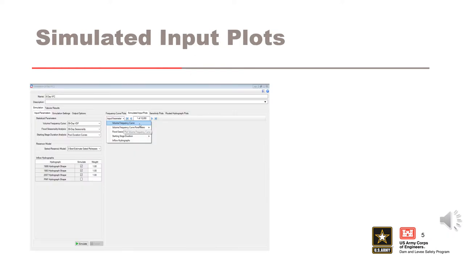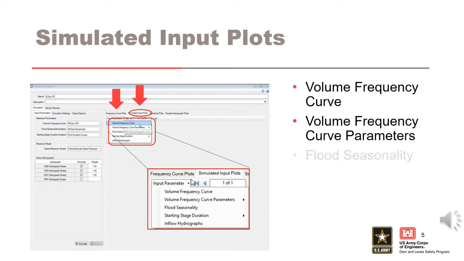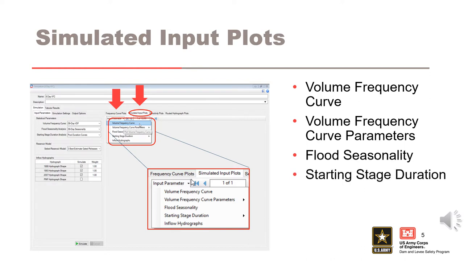First step, where do we find these simulated input plots? Next to the frequency curve plot is the simulated input plots. When you first navigate to this tab, it is empty, until you select an input parameter from the drop-down menu, which will then populate the plot. The input parameters that you can examine are volume frequency curve parameters, flood seasonality, starting stage duration, and inflow hydrographs. These plots will show us what was generated by the simulation.